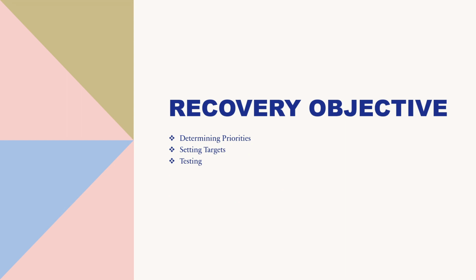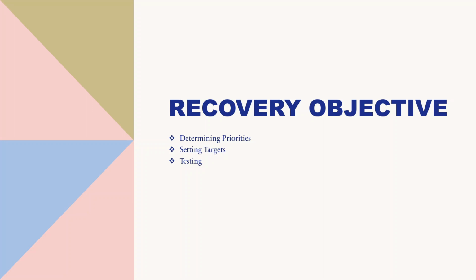RTO, recovery time objective, and RPO, recovery point objective, are two critical metrics used in disaster recovery planning to determine recovery objectives. These metrics are used to define the maximum allowable downtime and data loss for critical systems and data. RTO refers to the maximum amount of time it should take to restore a system or process after a disaster. It is the time frame within which a business must recover its critical systems and applications to ensure that its operations can continue without significant disruptions.